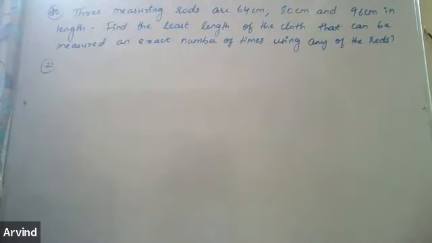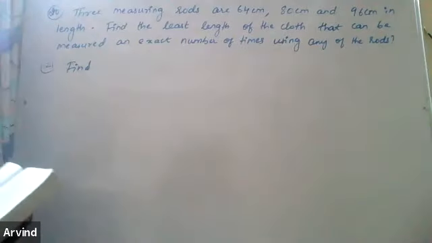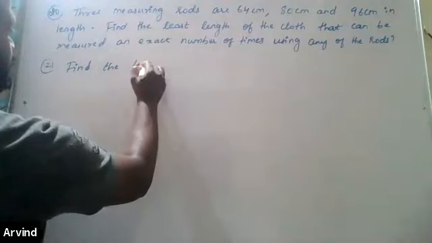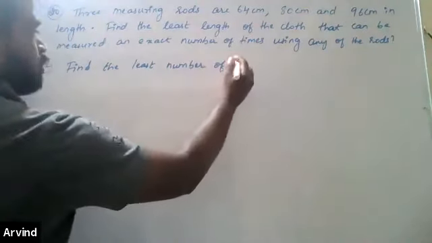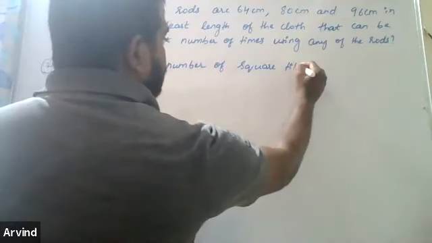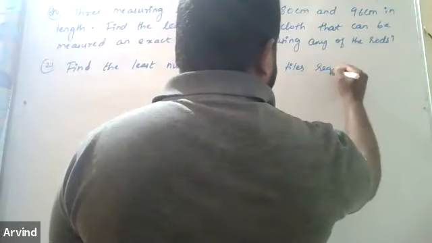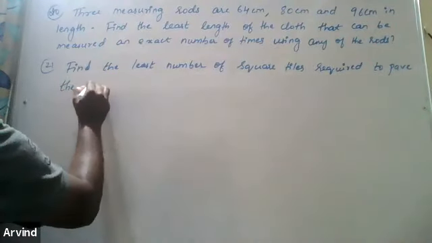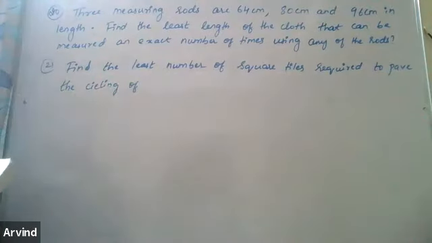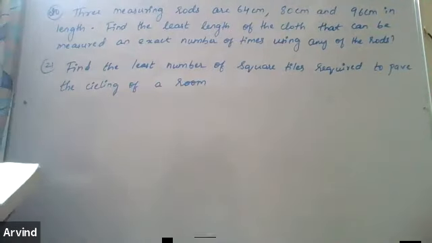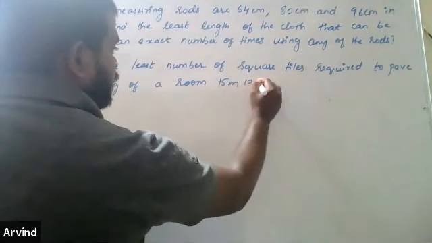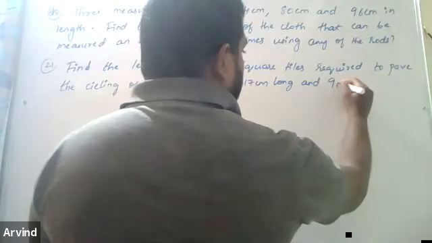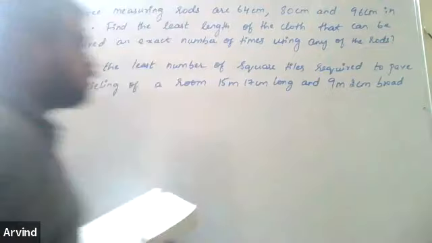So 21st one. Find the least number of square tiles required to pave the ceiling of a room 15 meter 17 centimeter long and 9 meter 2 centimeter broad. Very important question. 21st one.